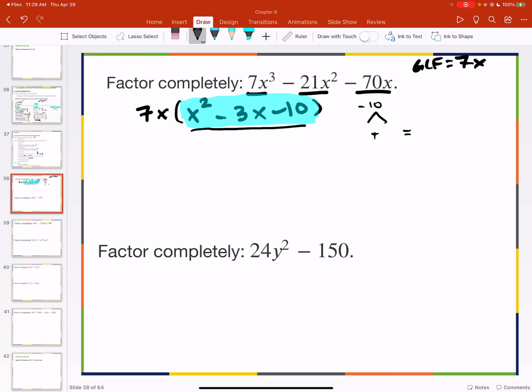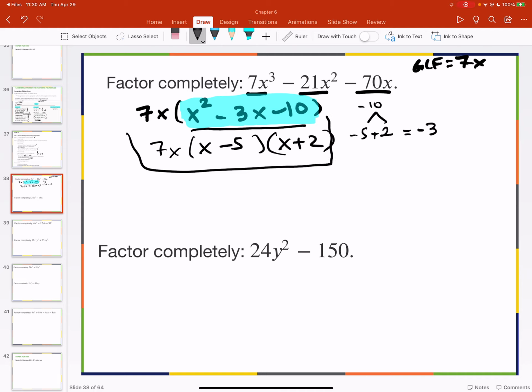You take the last term, which is negative 10, and ask yourself, what are the factors of negative 10 that when combined together equal negative 3? That would be negative 5 and a positive 2. Once we have these magical numbers, remember the 7x is still there, but we can rewrite this trinomial as (x minus 5)(x plus 2). That's completely factored because these are all linear factors. We can't factor anymore.